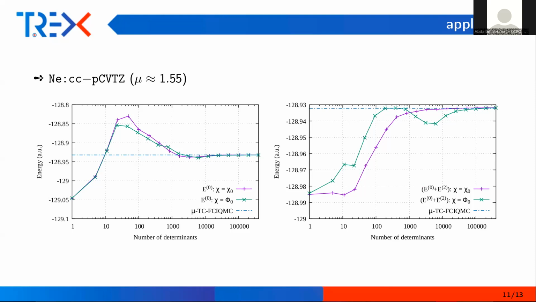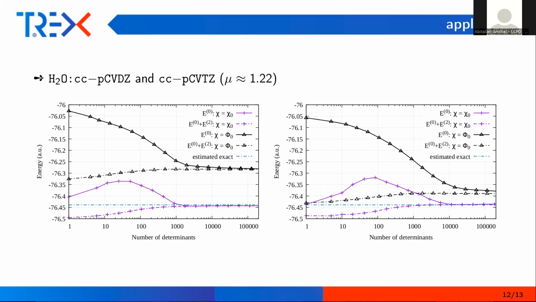Here is the same plot, but for the neon atom in the valence triple zeta basis. Again, you have the same conclusion. E0 in both cases converges in a similar way to the blue energy, and the second-order energy has a better estimation for chi equal chi 0.